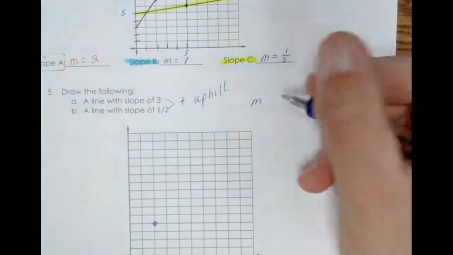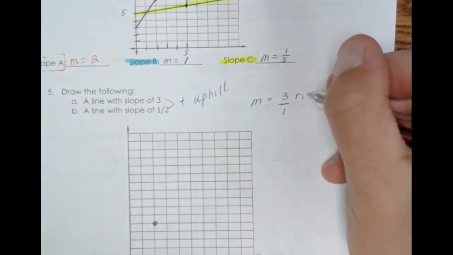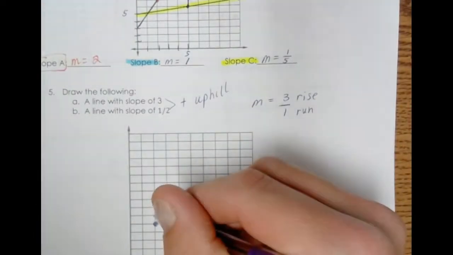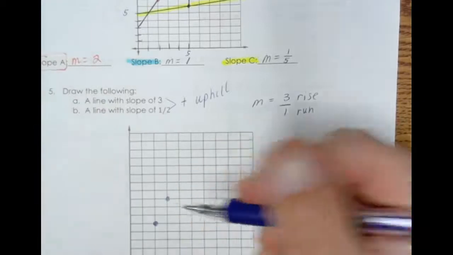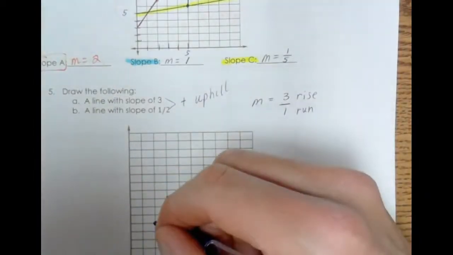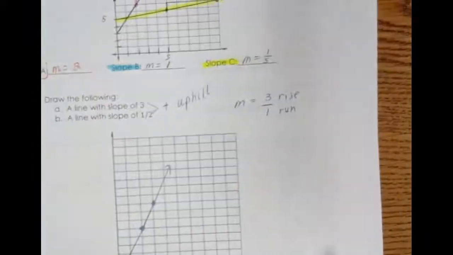I need a slope of 3. So if your slope in A is 3, that means it's 3 over 1. Rise and run. So I'm going to go up 3. 1, 2, 3 over 1. And there's my line with a slope of 3. Looks like I don't have any rulers, so I'm going to go ahead and draw that line just like this. There's a slope of 3.